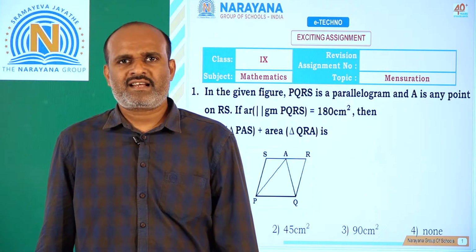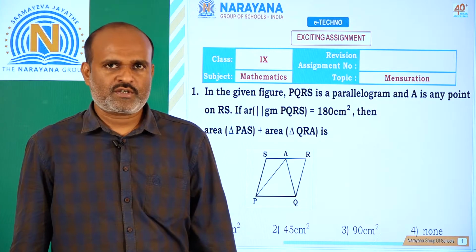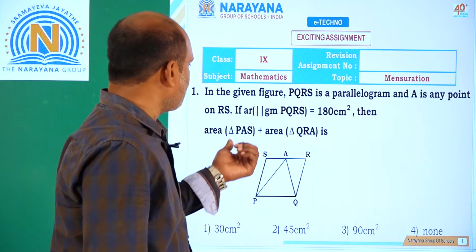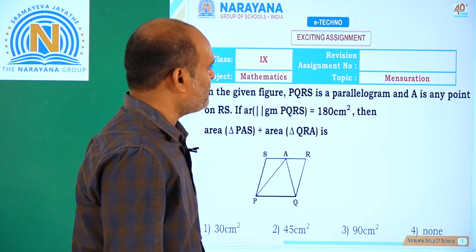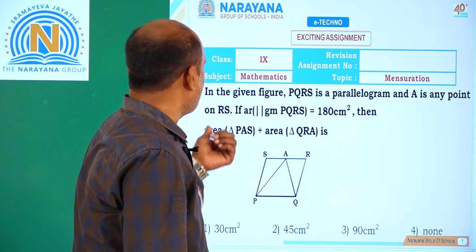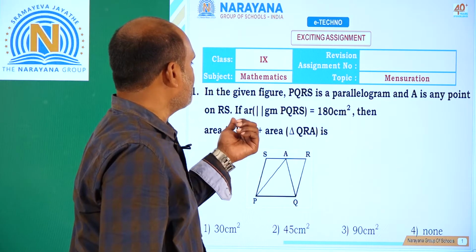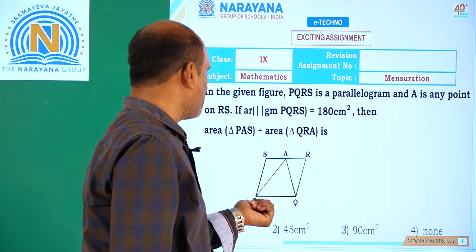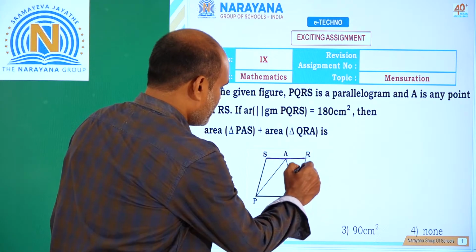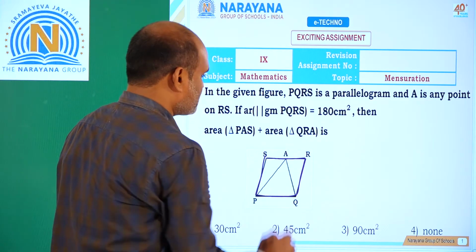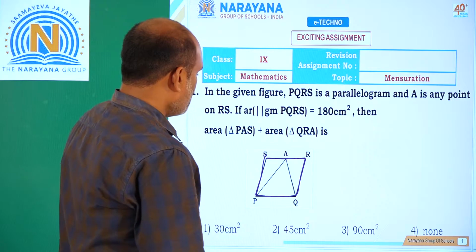Today we are discussing ninth class mathematics revision assignment related to the topic mensuration. Here is the first question. In the given figure, PQRS is a parallelogram and A is any point on RS. If the area of parallelogram PQRS is 180 centimeters square, then find the area of PAS.